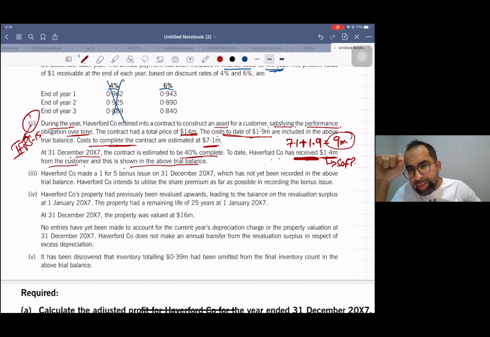Hope you remember contract asset and contract liability. I'm giving you 20 seconds to look at it. Have a look and make a strategy in your mind. You have done many questions, even in MCQs, you have done this.